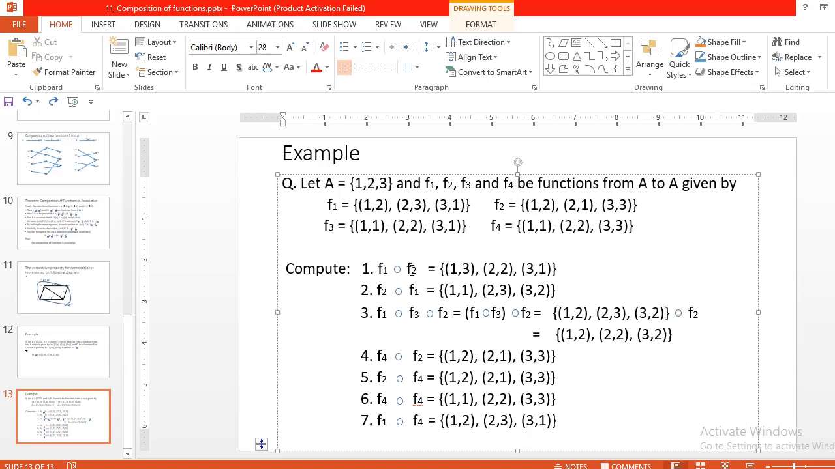So see here, F1 composition F2. How can we calculate this? Take the first F2. So take the first pair 1 2 and pair it relative product with F1. The conditions are not satisfied. Take the first pair of F2 and the second pair of F1. Here the condition is satisfied, because the range of F2 is 2 and the domain of F1 is 2. That's why 2 is common and we get the pair 1 3.